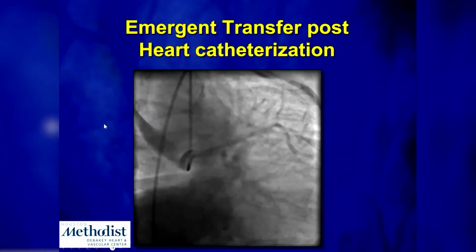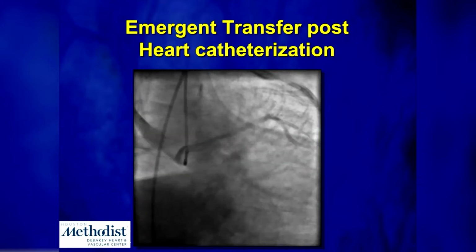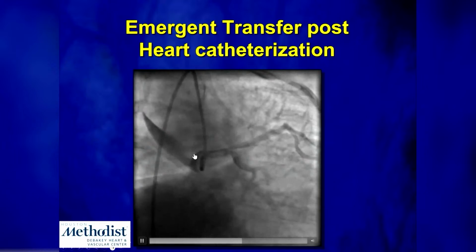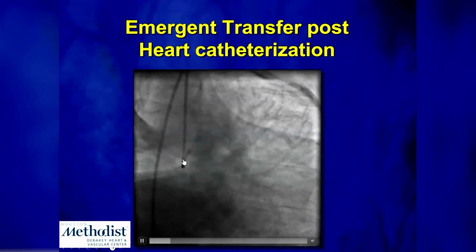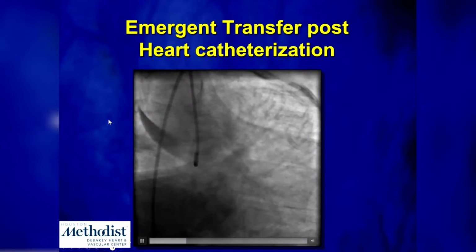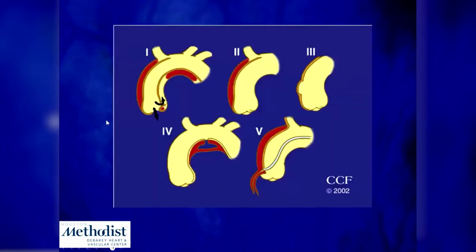Now, this patient got transferred to us post-heart catheterization, and the reason is that you now see there is a catheter in the left main, and there is dye hanging over here in the aortic root, extending to the proximal ascending aorta. So by the Cleveland Clinic classification, this is what's called the type 5 iatrogenic aortic dissection. A catheter went in, and then the catheter induced a dissection of the wall.